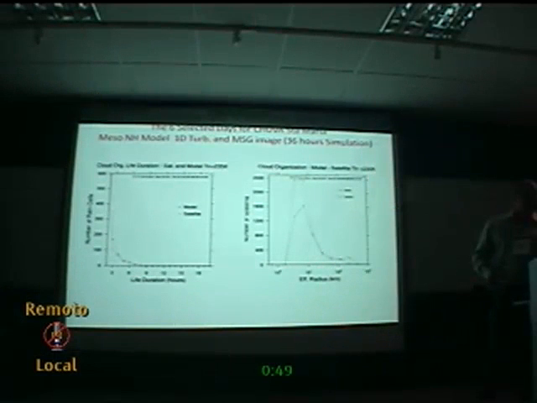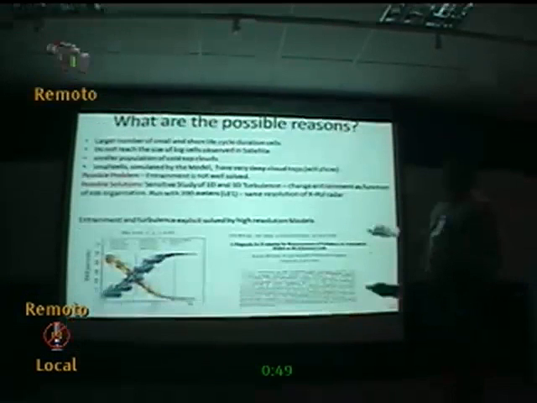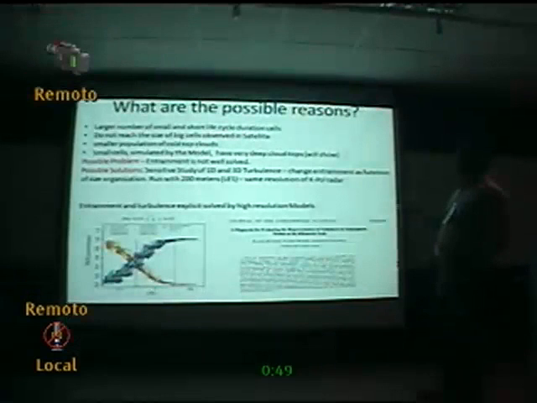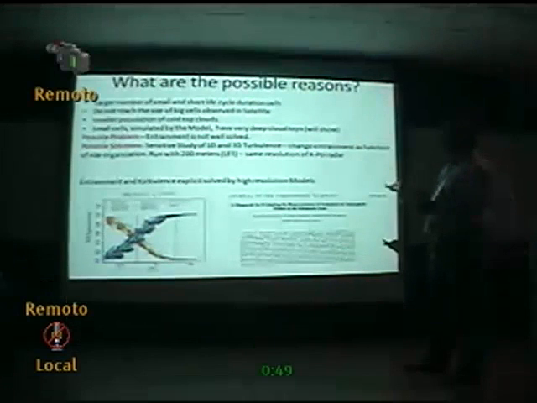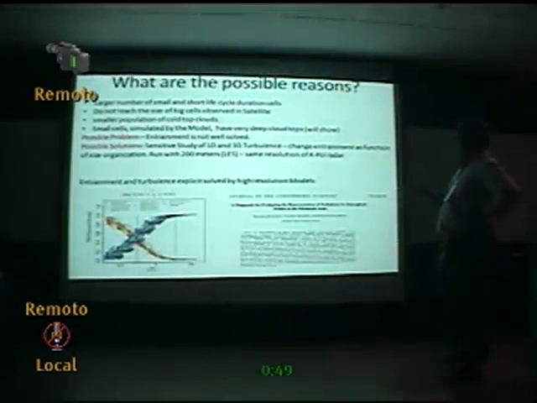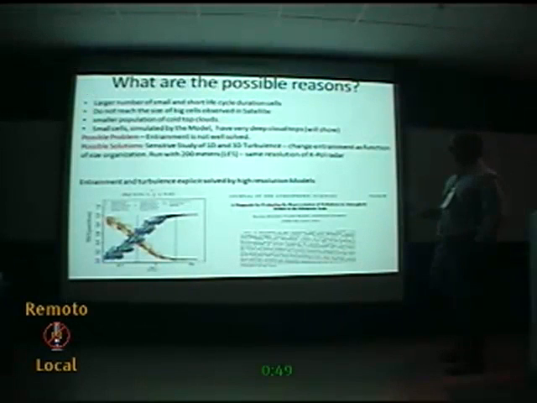So we are trying to understand the possible reasons why the model has a large number of small cells with short life cycle duration, which do not reach the size of the big cells observed by satellite. It's a smaller population of cold cloud tops that does not show in the model. Small cells simulated by the model have very deep cloud tops. So these are the small guys.